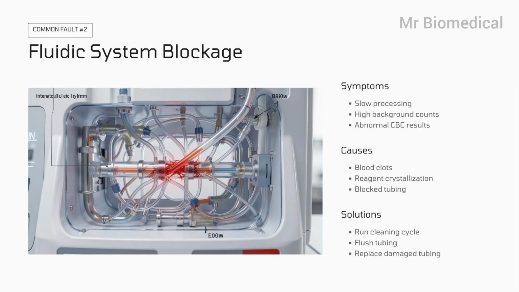Next, let's discuss fluidic system blockages. Think of the fluidic system as the analyzer's circulatory system. If tubing becomes blocked by blood clots, reagent crystallization, or debris, the analyzer struggles to process the sample correctly. The typical symptoms we can see are slow operation, unusually high background counts, and abnormal CBC results.